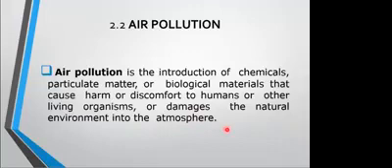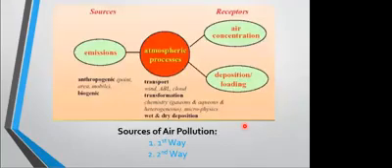So now, what really are the sources of this air pollution we have? So basically, if we look at this whole figure, we can see that the main sources of these air pollutants are the emissions coming from the anthropogenic and biogenic.